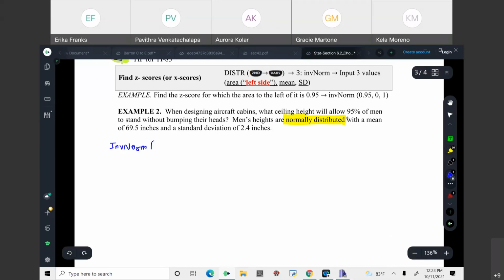So use inverse norm, area, mean, and standard deviation. Now area is given, which is 95%. Now remember, if it is in percentile, you have to convert that into decimal format. Whenever you enter a value to the calculator, it has to be in decimal. Then you already have mean given 69.5. Standard deviation is 2.4. Now tell me the answer.